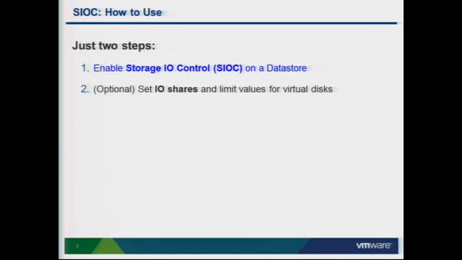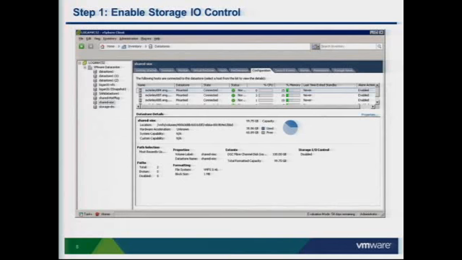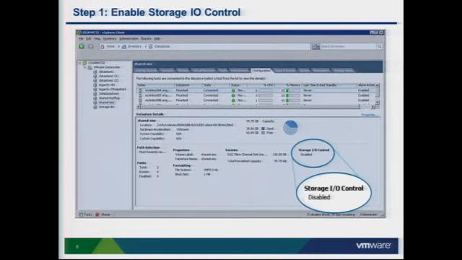Before I go into technical details, just a quick overview of how to use this feature. The feature is actually very easy to use. It only has 2 steps, out of which one is actually optional. First is you enable the feature on a data store. And how you do it is you go to the regular data store screen, and you see the Storage I/O Control is disabled on this data store, on the Properties tab on the data store.